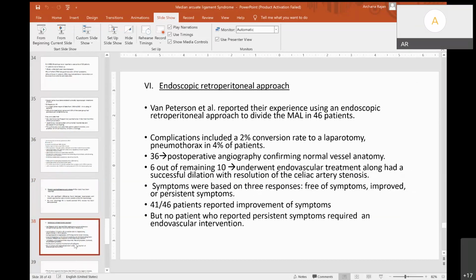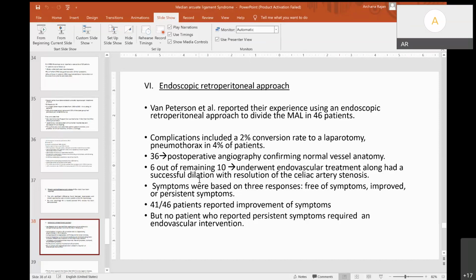Then another approach is the endoscopic retroperitoneal approach, reported by Van Peterson et al., who studied 46 patients. Complications included a 2% conversion rate to laparotomy and pneumothorax in 4% of the patients. In 36 of the 46, postoperative angiography confirmed normal vessel anatomy. 6 of the remaining 10 underwent endovascular treatment, with successful dilatation and resolution of the celiac artery stenosis.